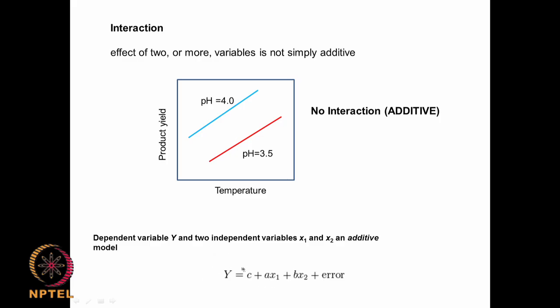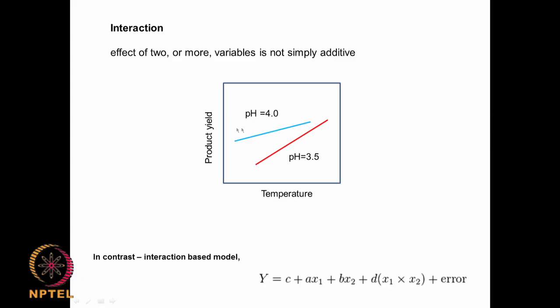So, if I want to develop a model, x1 is variable 1, that is temperature, x2 is variable 2, pH, I can develop a regression model y is equal to c plus ax1 plus bx2 plus error. So, there is no interaction between temperature and pH, and this is called additive because you have ax1 plus bx2. When I change temperature at one pH, the yield goes up like this. When I change temperature at another pH, the yield goes up like this. They look almost parallel.